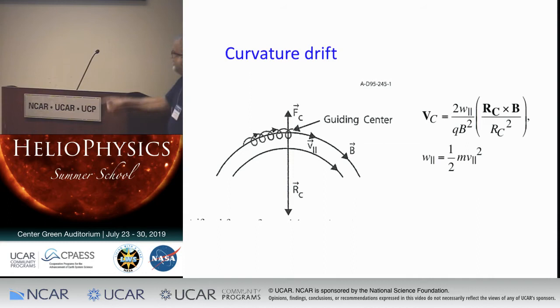And then you get V_C, which is a curvature drift, which is given by 2W parallel over QB squared R_C. W parallel is half M V parallel squared, R_C is the radius of curvature, B is the magnetic field, and W parallel is the parallel energy.